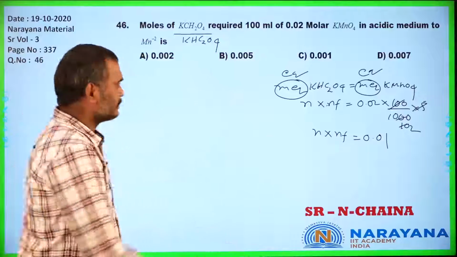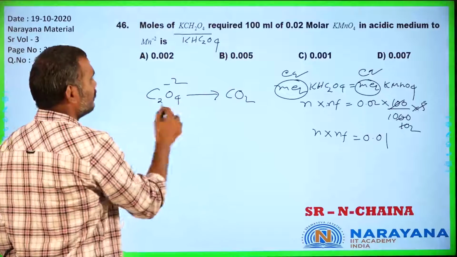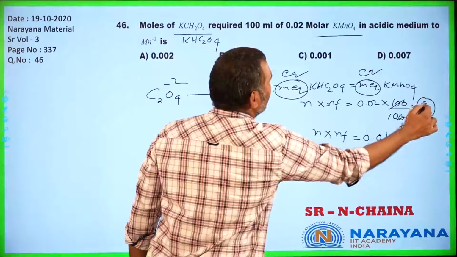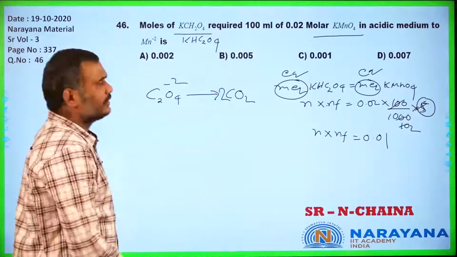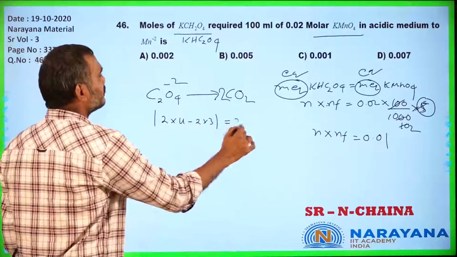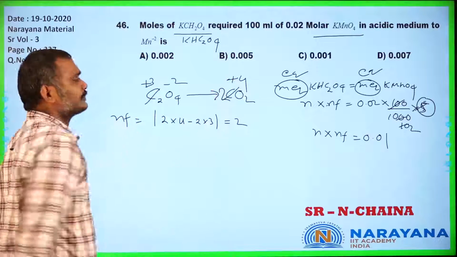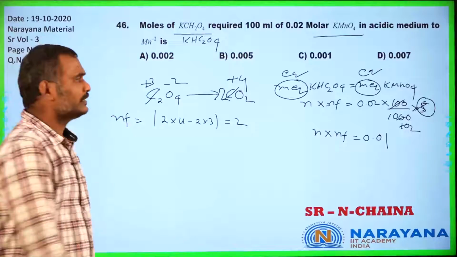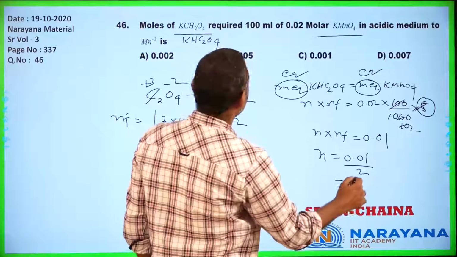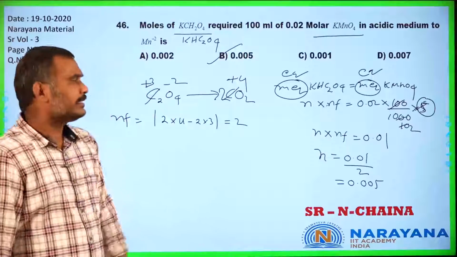KHC2O4 upon oxidation, C2O4 minus 2 becomes carbon dioxide, with 2 carbons. For KMnO4 in acidic medium, the n factor, number of electrons transferred, is always 5. But here, 2 into 4 minus 2 into 3 gives 2 as the n factor. Why? Because each carbon is plus 3 here and each carbon becomes plus 4. So n factor is equal to 2. Then number of moles is 0.01 by 2, that is equal to 0.005. That is the answer.